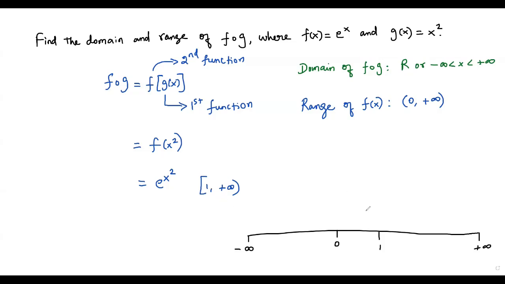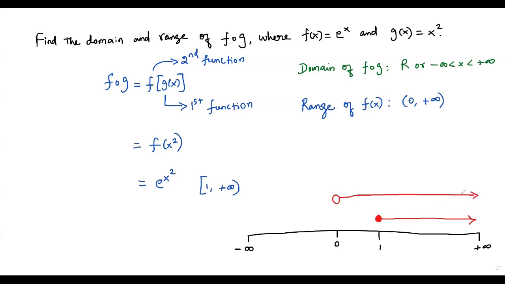Since 1 is included, I have to draw a filled circle at 1, and since we have 1 comma positive infinity, I have to move to the right up to positive infinity. Now let me draw the range of the second function f of x, that is 0 comma positive infinity. Here 0 is not included, so I have to take an empty circle at 0, and again I have to move to the right up to positive infinity.